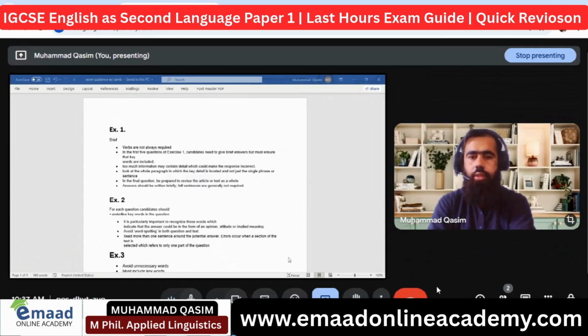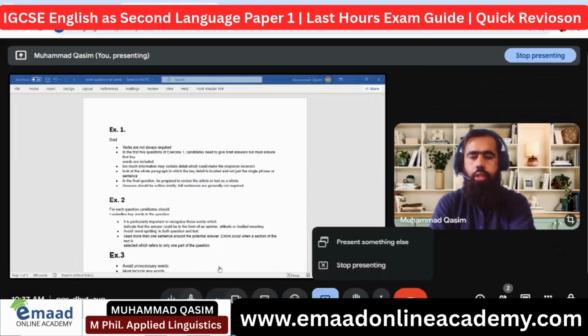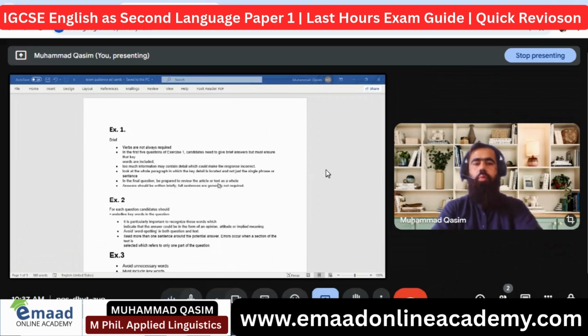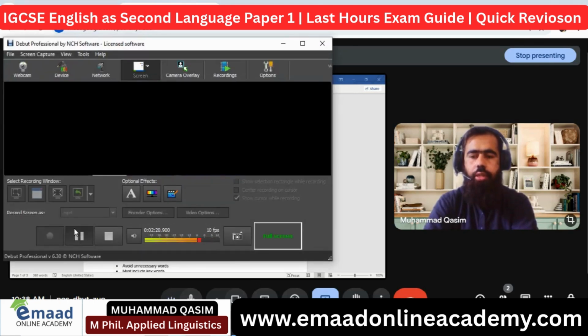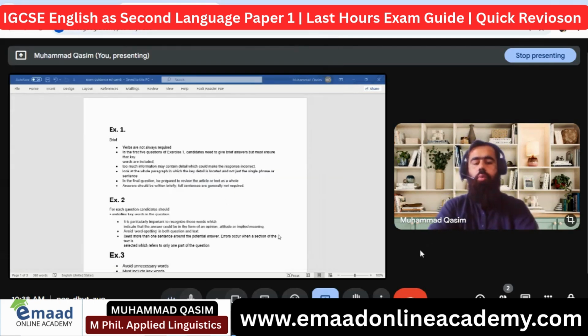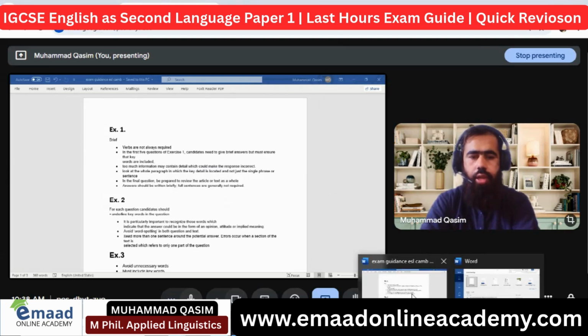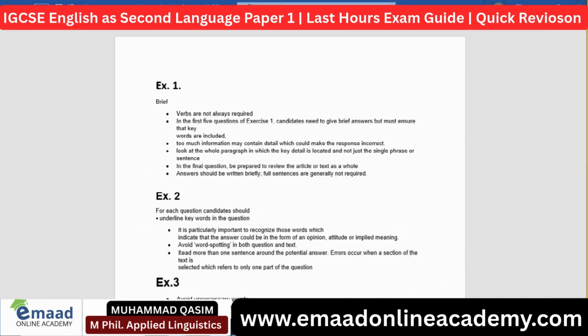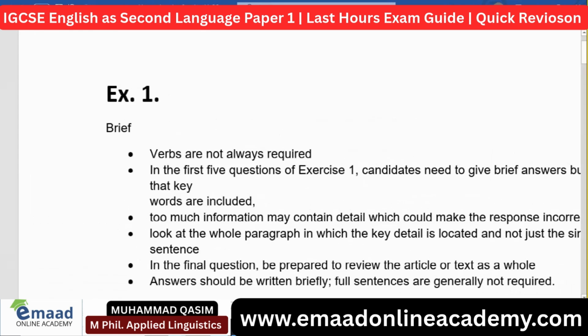So as you can see here, the verbs are not always required. In exercise 1, as you know, you have simple comprehension questions, 6 questions actually. The first 5 questions are very simple. You just have to give a very brief answer. You just need to add the keyword in the answer and not the full sentence, because full sentences and verbs are generally not required in these questions. So in the first 5 questions, giving answers is really simple.